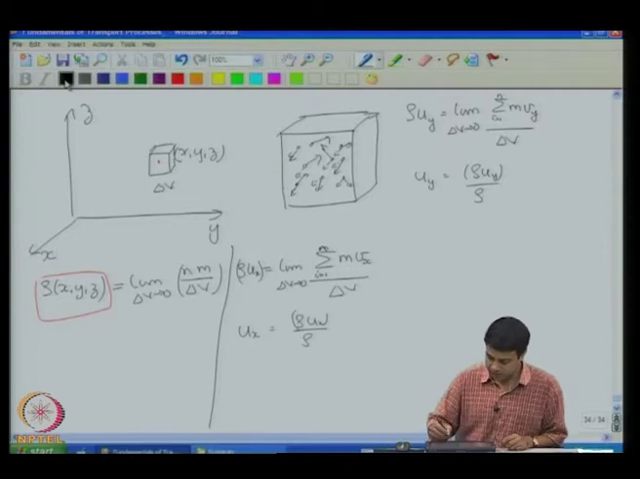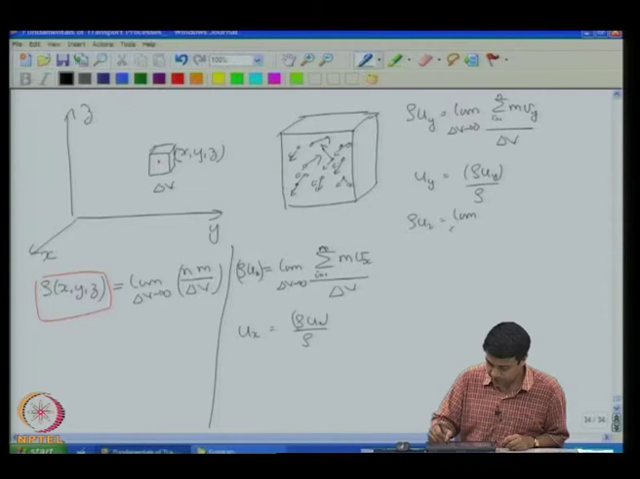Similarly, rho uz is equal to the limit as delta V goes to 0 of the summation of m vz by delta V.